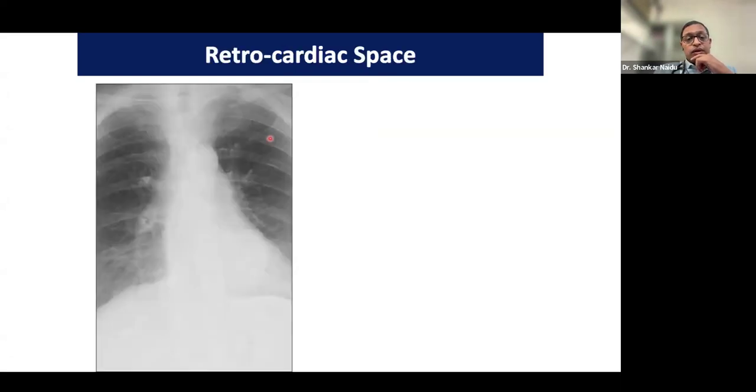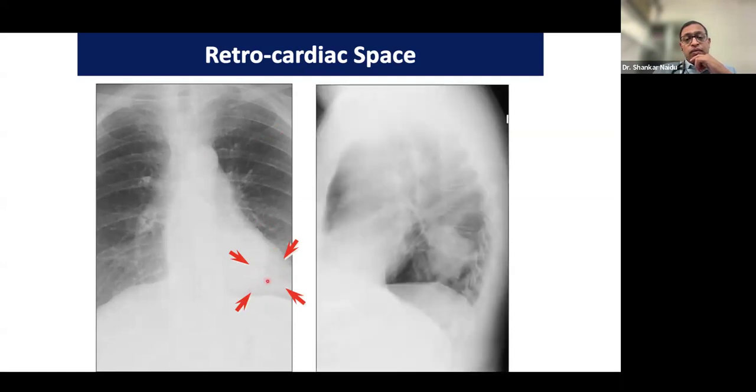Then retrocardiac space, again, at first glance, it looks like a normal X-ray, but once we look at it deeper and observe more closely, there is some abnormality in this retrocardiac space. And you can either get a lateral X-ray to exactly delineate the position, or maybe we can do a CT to confirm this consolidation, which is there in the left lower lobe.